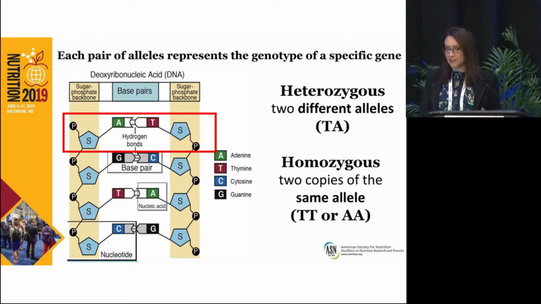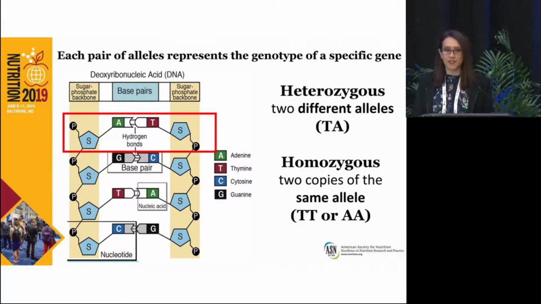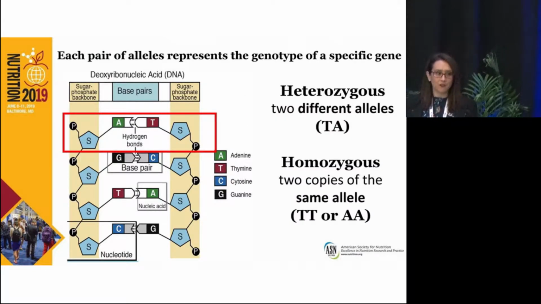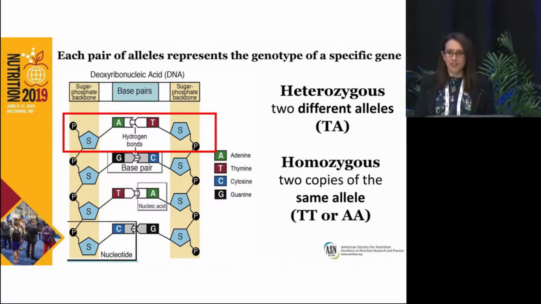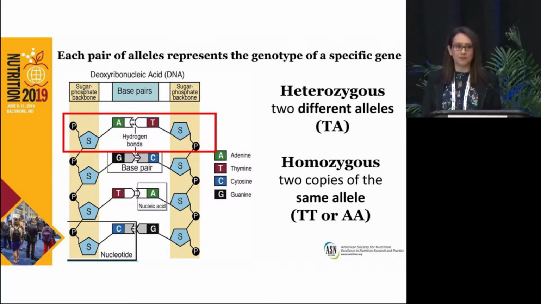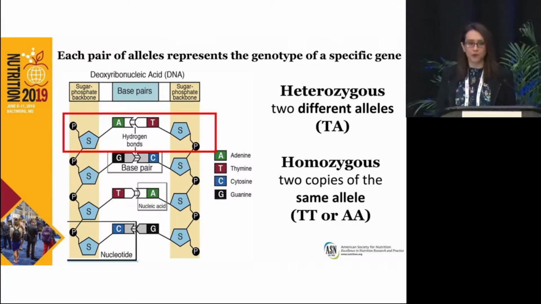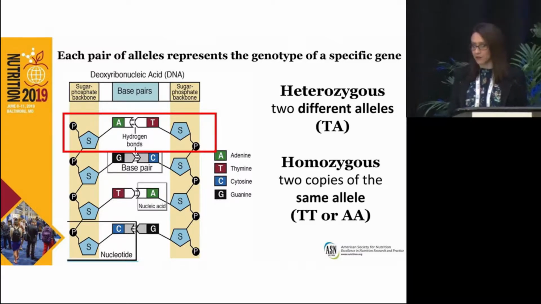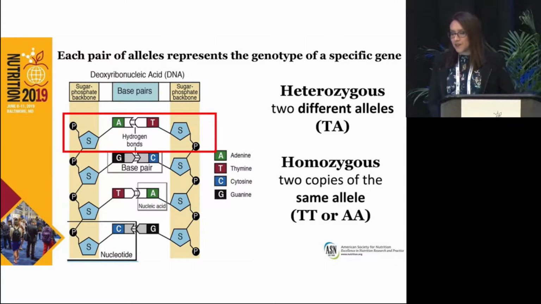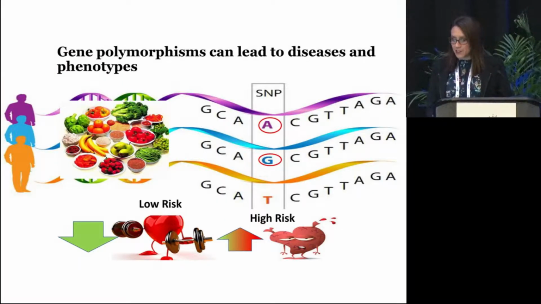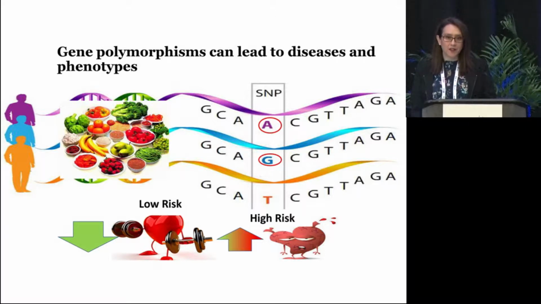So when you have a pair of alleles that represent a gene, most of us normally talk about homozygous and heterozygous. That means that when you have two different alleles, it's called heterozygous, and when you have two copies of the same allele, we call it homozygous. This difference in our genome makes a huge impact on our health.